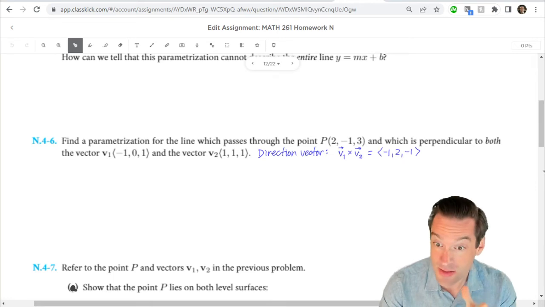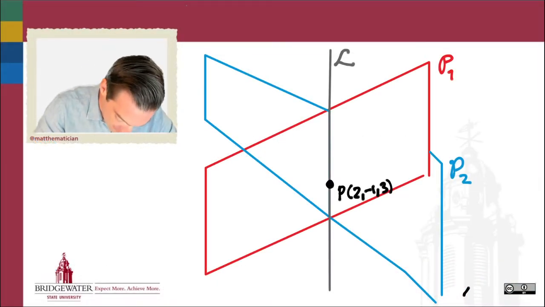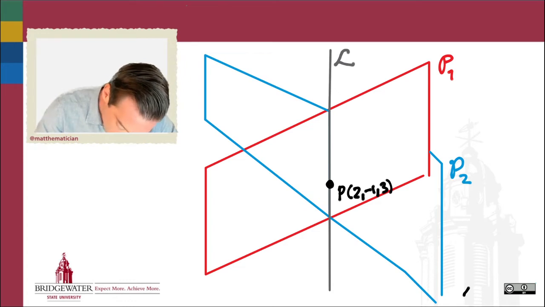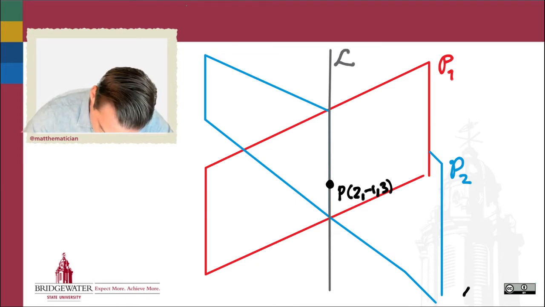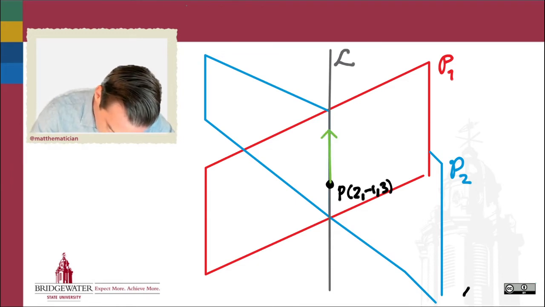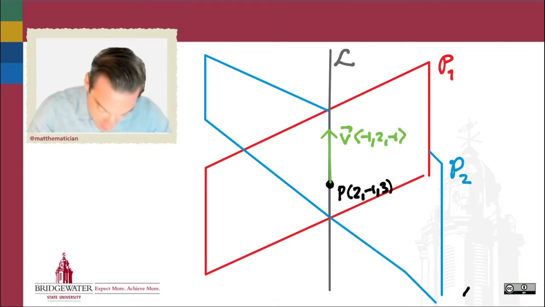So if that's the direction vector for the line, let's put that vector back on the whiteboard here. So that means that this line is parallel to that vector, -1, 2, -1. So I'm just going to sketch that in here. So we'll call this V. -1, 2, -1. Okay. So there's my point and there's my direction.